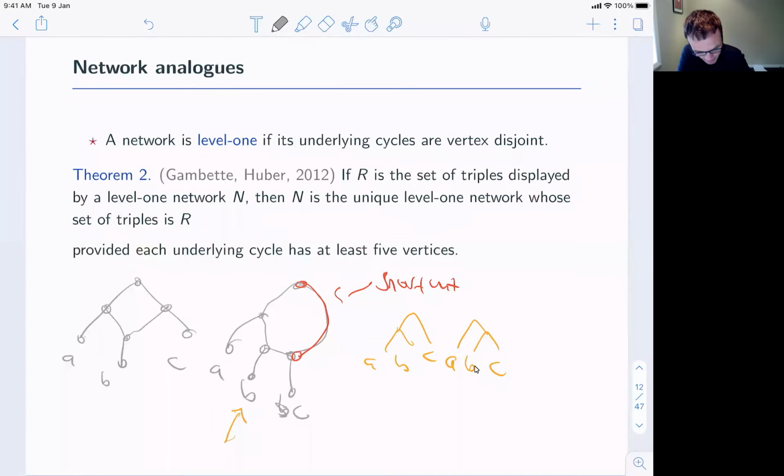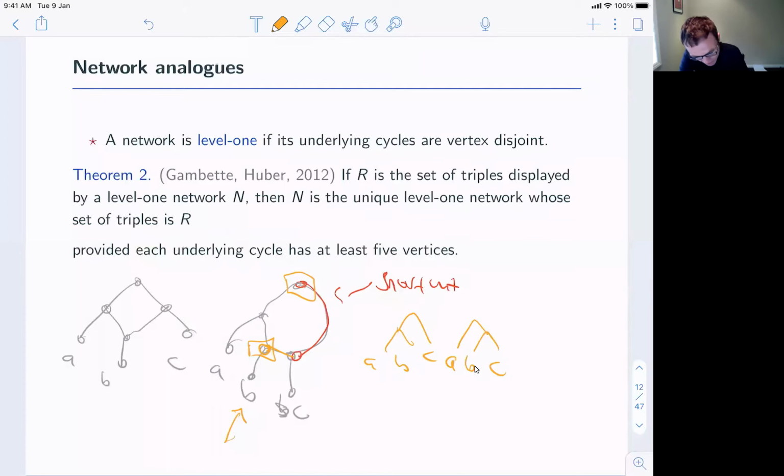So it's a reticulation arc where if I look at the other end, that's its partner. So the reticulation arc going to the same vertex, this one here is an ancestor of the other one. All right, and that creates this.